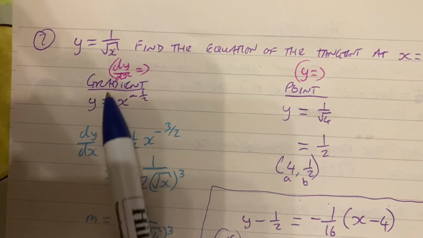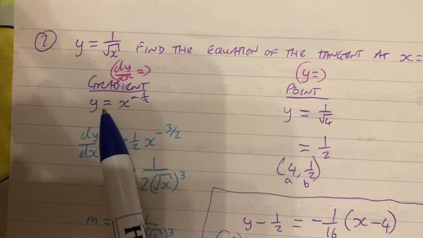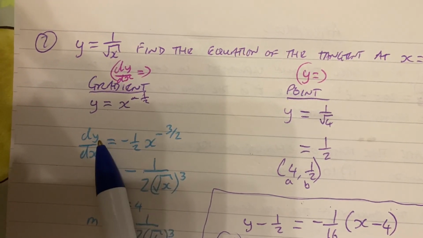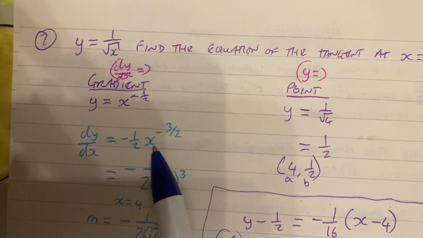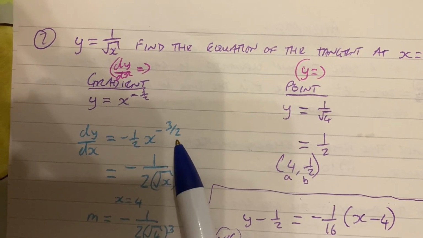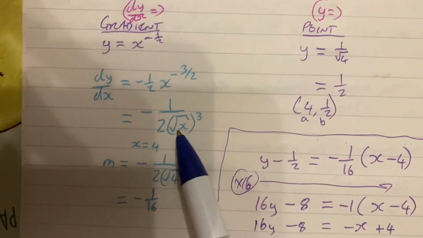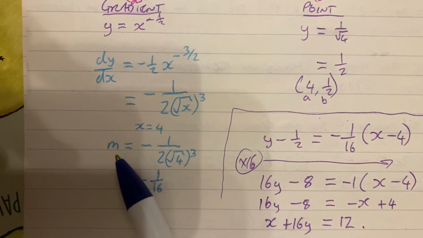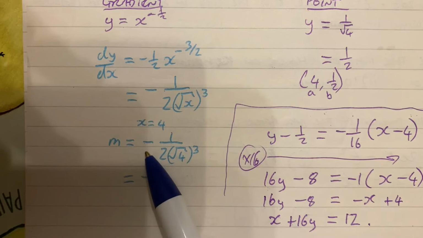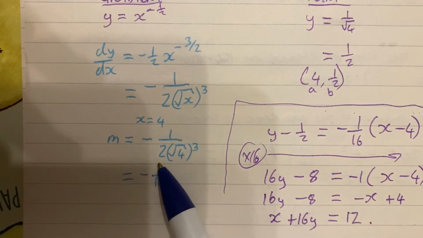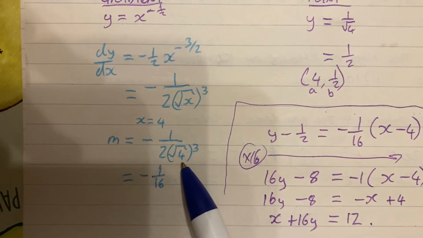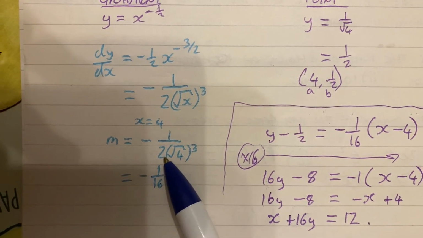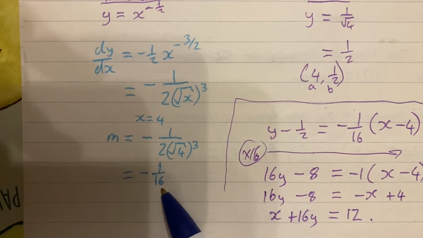Our differential equation, we need to put this into differentiable form. So y equals x to the negative a half. So dy by dx is negative a half x to the -3 over 2, which is -1 over 2 square root x cubed. At x equals 4, m, our gradient, which remember is our differential function, is -1 over 2 square root of 4 cubed. Square root of 4 is 2, 2 cubed is 8, times 2 is 16, so it's -1 over 16.